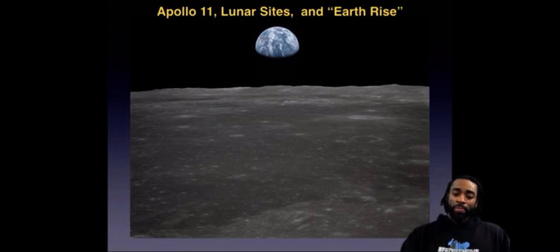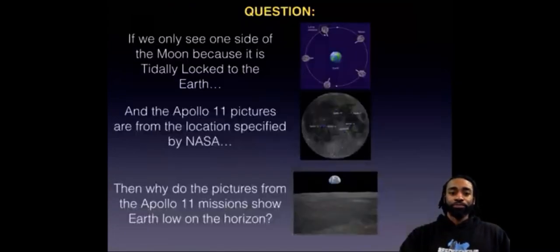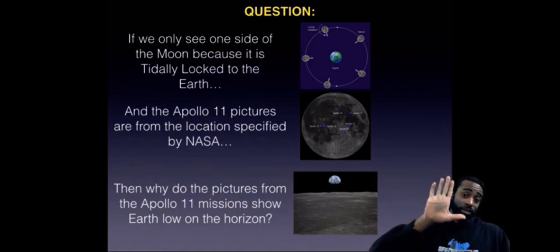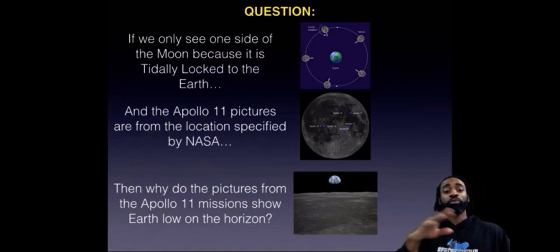Now, here's where I have a question. If we only see one side of the moon because it's tidally locked to the Earth, and the Apollo 11 pictures are from the location specified by NASA on the side facing towards the Earth, then why do the pictures from the Apollo 11 mission show Earth so low on the horizon? Now here's what I mean.